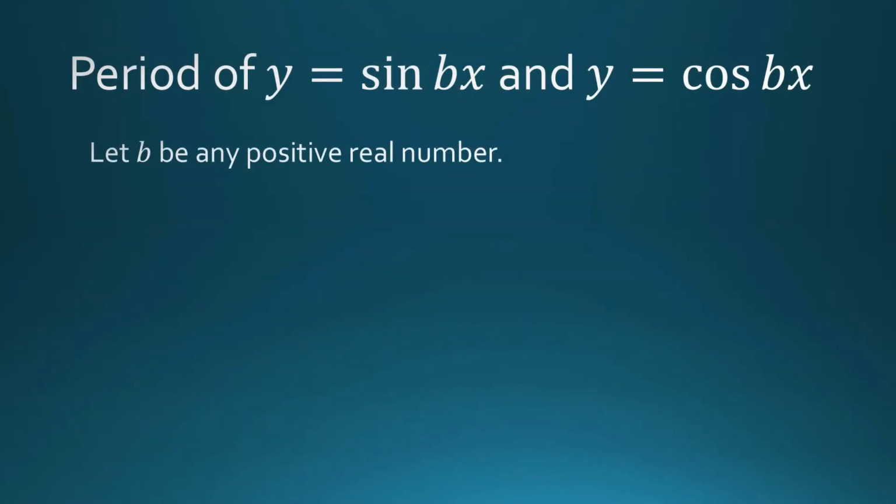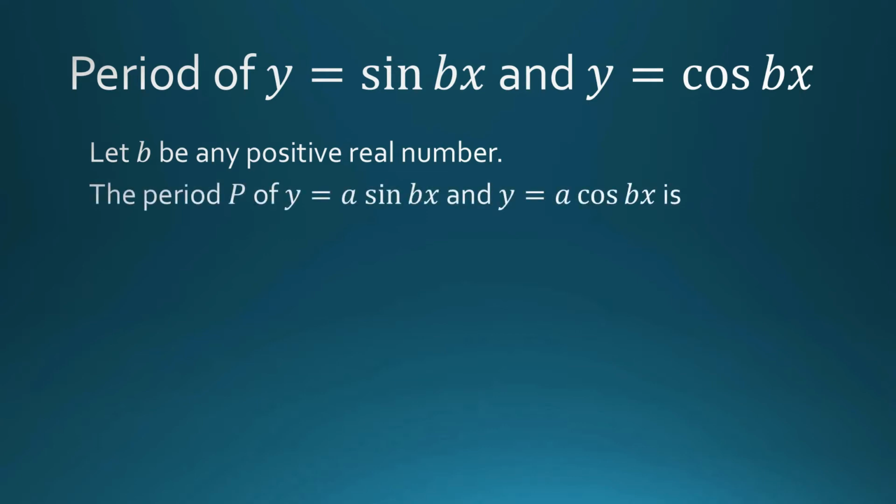The period of y is equal to sine of b times x and y is equal to cosine of b times x. We spoke about this in the last video. This is how we define the period. Let b be any positive real number. The period of these functions is equal to 2 pi divided by b. So that is how you compute for the period.